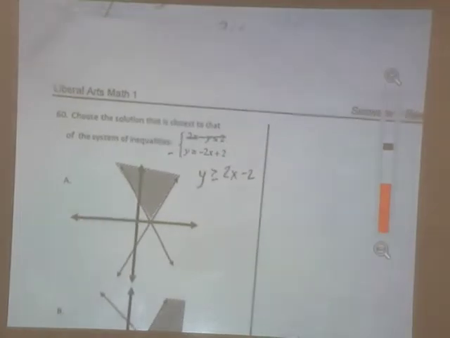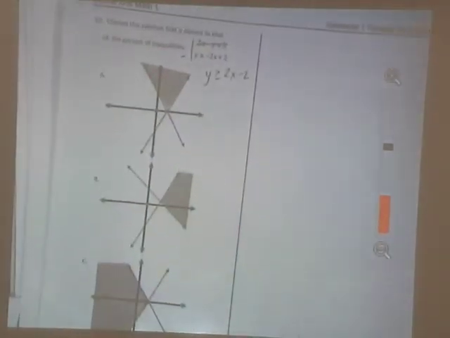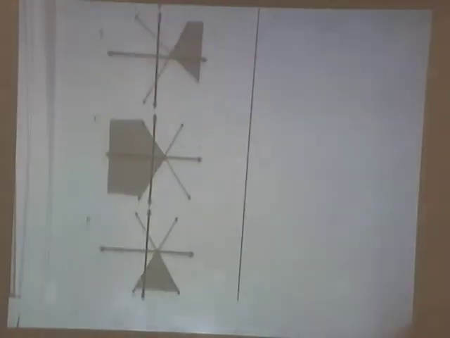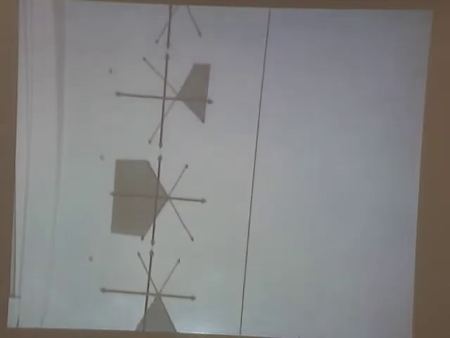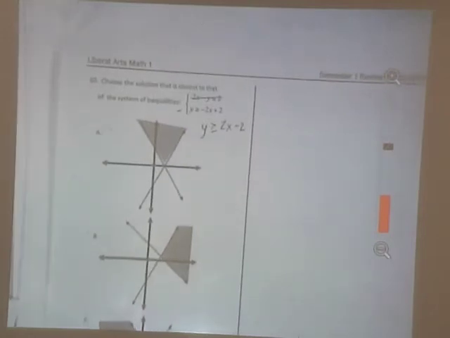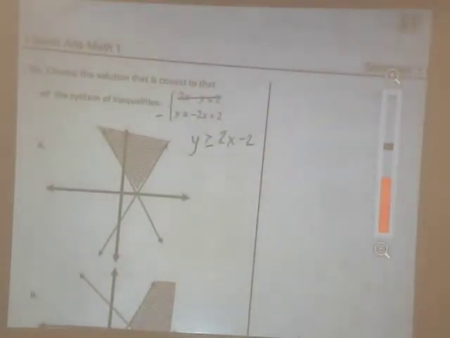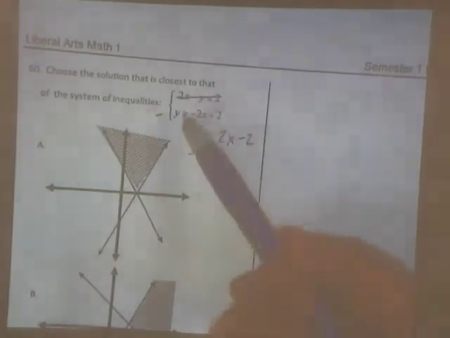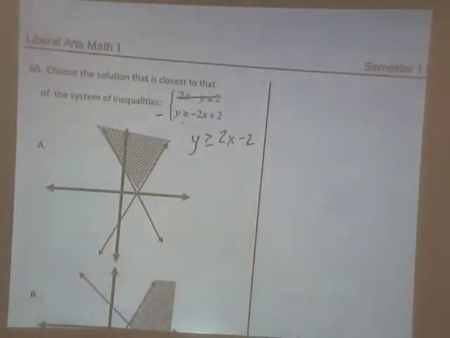So if we take just a second, look at the lines themselves. Aren't the lines all the same? They're all in the same place. The lines are all the same, just the shading's different, right? Now that we've got the y's by themselves on the left, look at our signs. They're both the same sign, right? They're both greater than or equal. So when you think of greater than, do you think of above or below? Above. So all the shading should be above both lines.